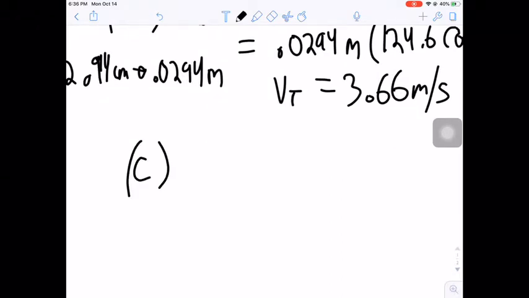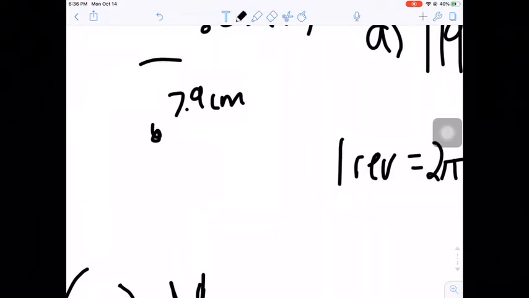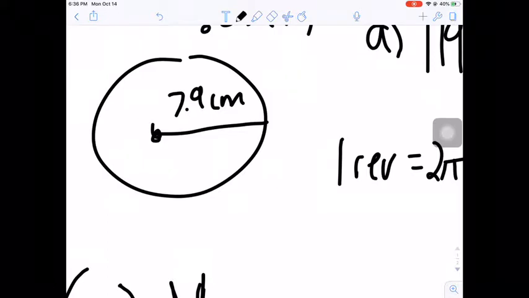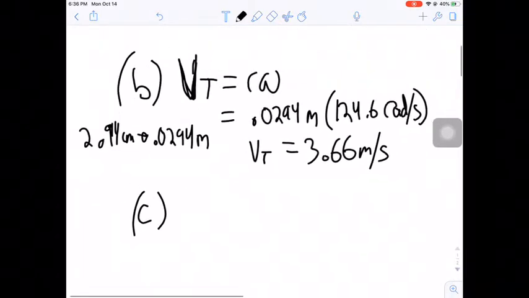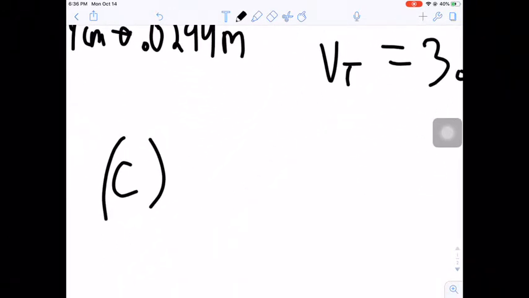Part C asks to determine the radial acceleration of a point at the rim. The rim would be the very edge, which is 7.9 centimeters away, so that's the radius, and we already converted it to meters. Radial acceleration is also known as centripetal acceleration, because it causes something to turn in a circular motion, and the acceleration is aimed towards the center, hence the name centripetal.